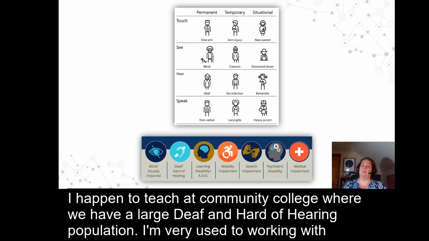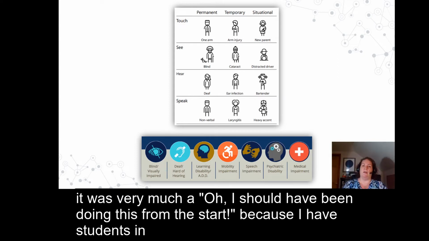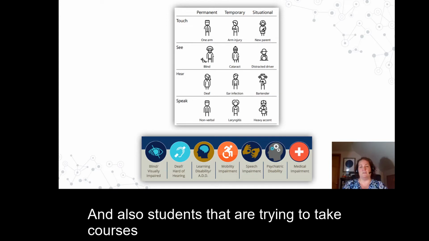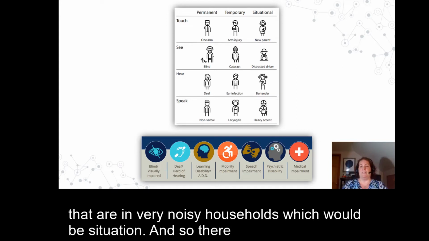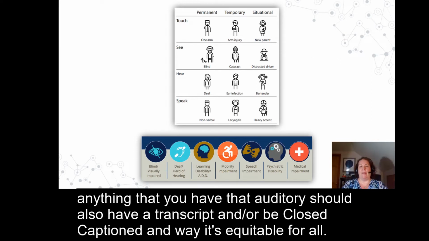I'm very used to working with interpreters, and the first time that I started working with deaf and hard of hearing students in my online courses, it was very much oh, I should have been doing this from the start, because I have students in my courses that have temporary hearing disabilities, and also students that are trying to take courses that are in very noisy households, which would be situational. And so there they have a hard time hearing the content sometimes as well. And so best practices say anything that you have that's auditory should also have a transcript and or be closed captioned.